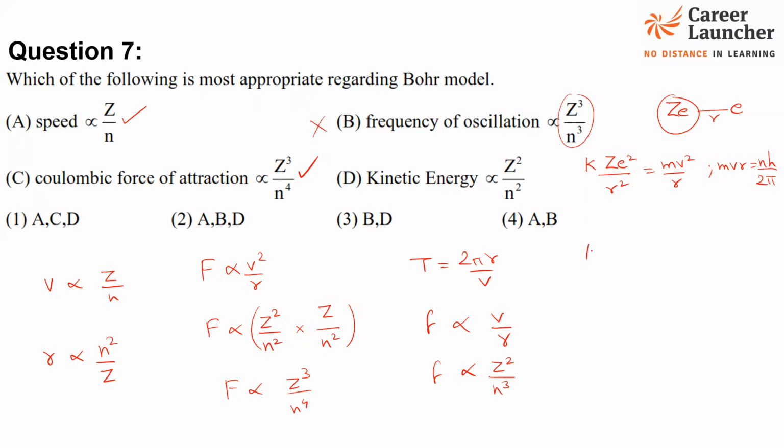And when you talk about kinetic energy, it is proportional to v square. So kinetic energy will be proportional to z square by n square, which is option D. So basically A, C, D are correct, or I can say option 1 is correct.